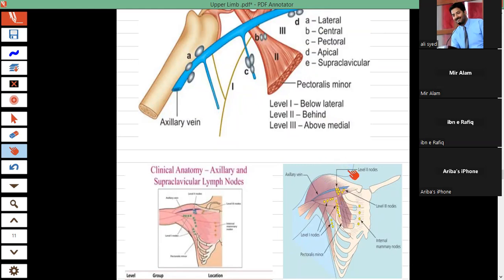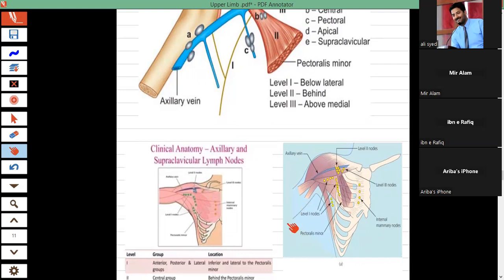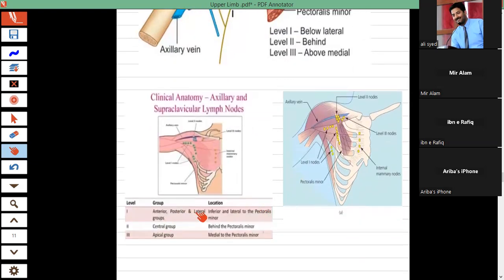Please remember, the lateral quadrants drain into your anterior axillary lymph nodes. Your medial quadrants drain into your parasternal or internal thoracic lymph nodes. So these are the points which you must remember: anterior, posterior, lateral, central group, and the apical group.